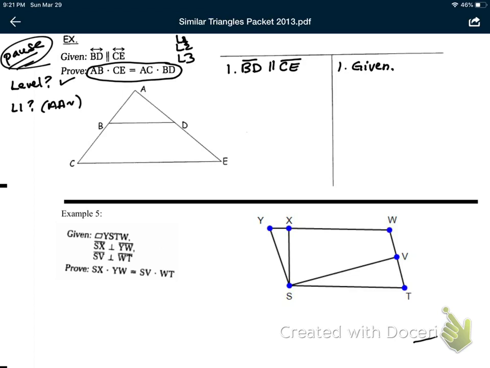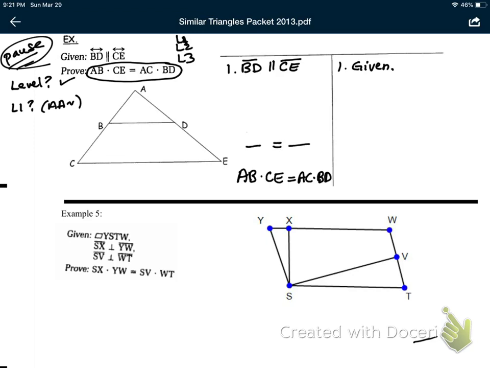Okay, now level 1 is going to be my AA, so going forward from this, I need to know how the parallel lines are going to get me 2 angles. Alright, but first I need to know which triangles I'm after, so I'm kind of working this proof both ways. Since this is a level 3, I know that I'm going to end with AB times CE equals AC times BD. I'm not going to number it just yet because I don't know how many numbers I'm going to need. So what comes before it?